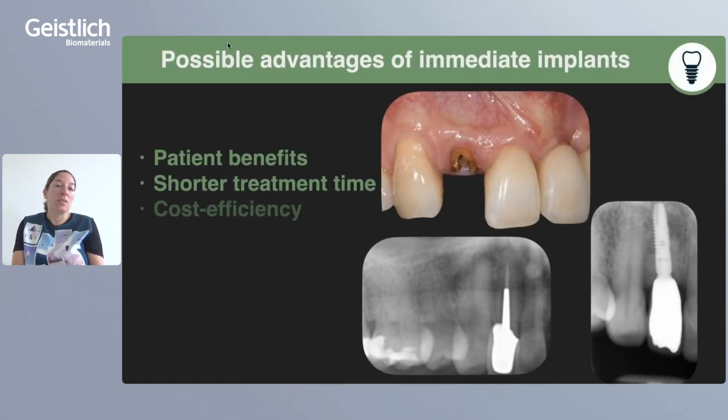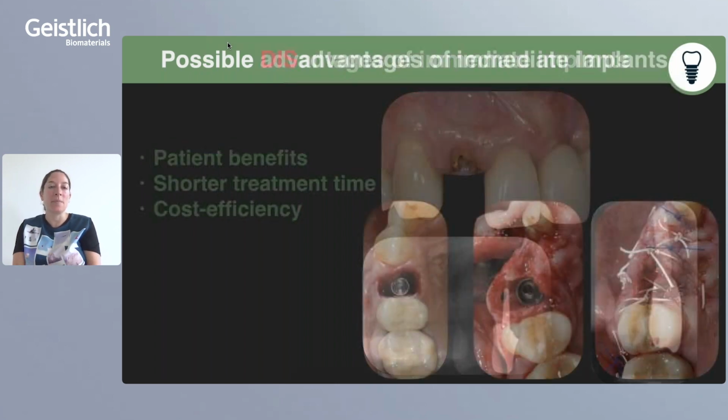So what could be possible advantages of immediate implant placement? First of all, maybe it's the patient that would like to have a quicker treatment, the patient that would ask for a tooth as soon as possible. So we would have on one side the patient benefits. We will probably end up with a shorter treatment time. We will maybe end up with a more cost-efficient treatment when we place an immediate implant, because we don't need so many appointments. We can do a lot of things at the same time.